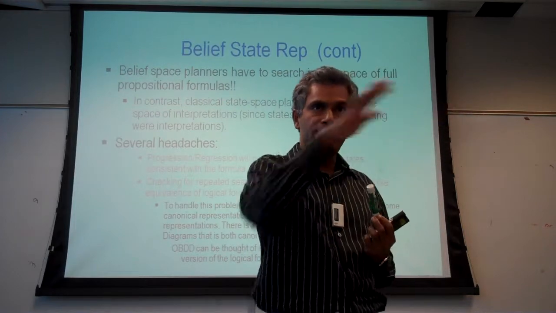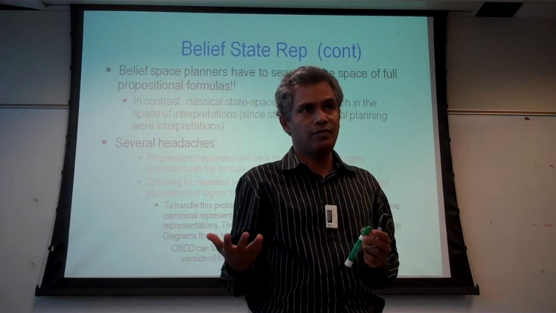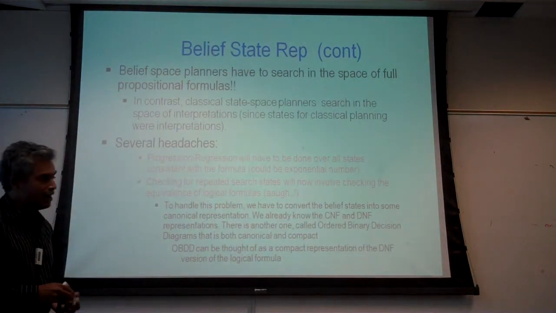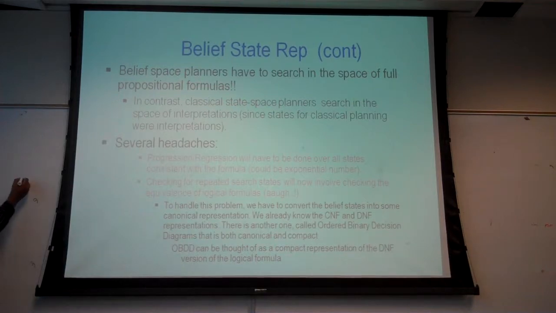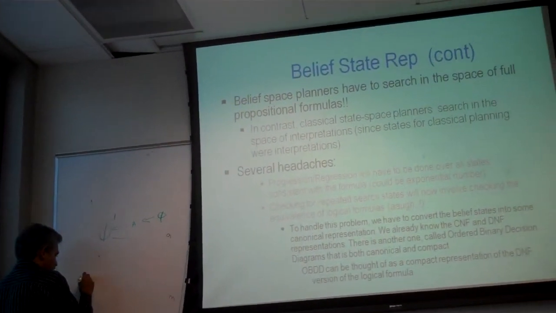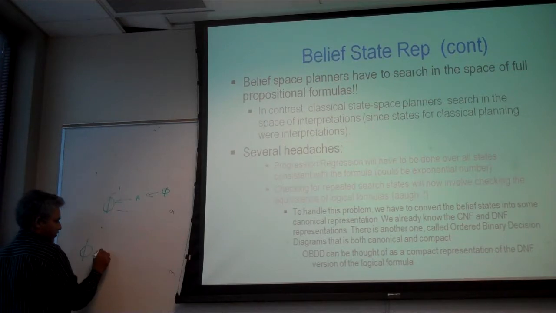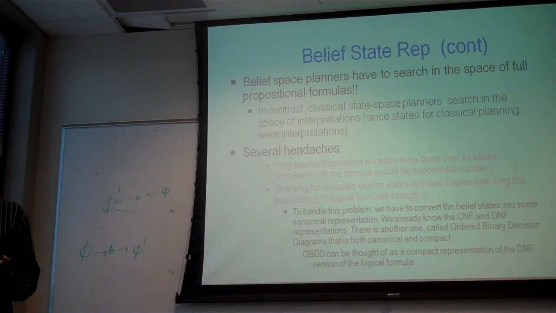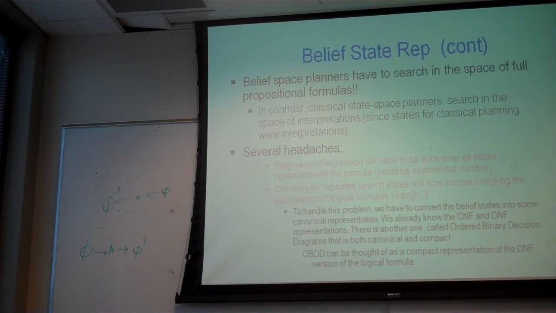We also had a way of defining regression. Now, those become slightly trickier. Given an arbitrary propositional formula phi, you would need to regress it over some action to figure out the weakest preconditions, phi inverse. Similarly, going forward, given an arbitrary propositional formula phi, you want to progress it to get phi dash.